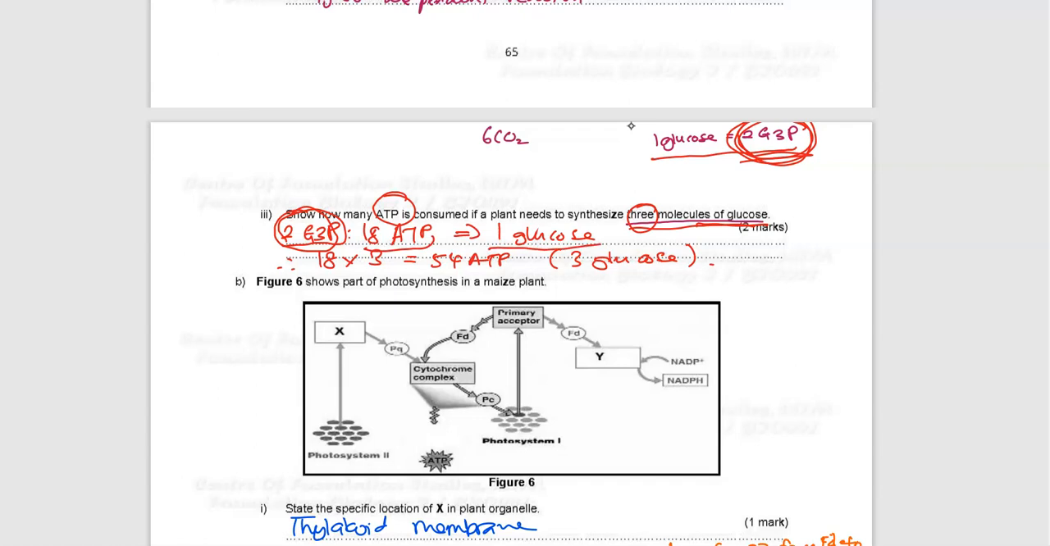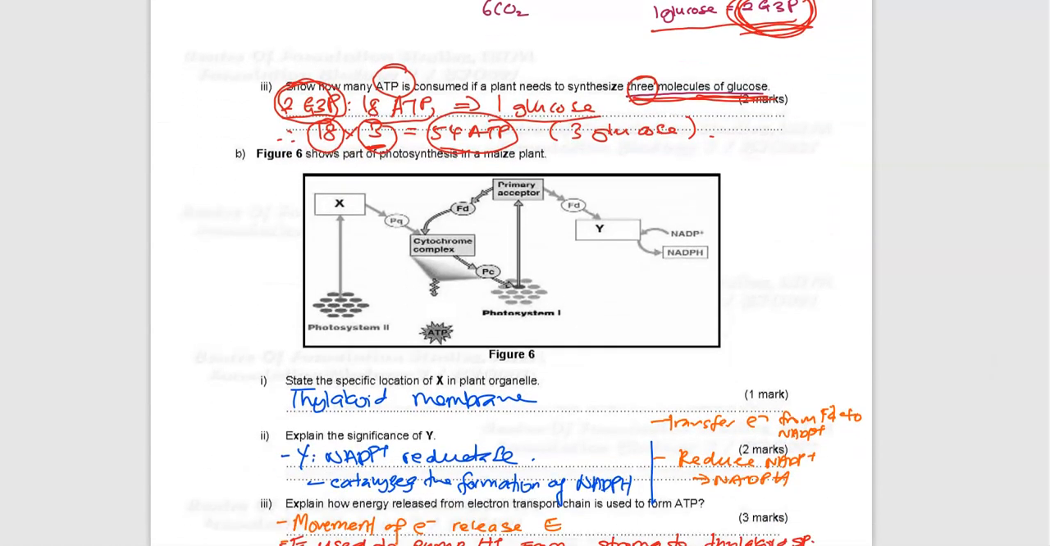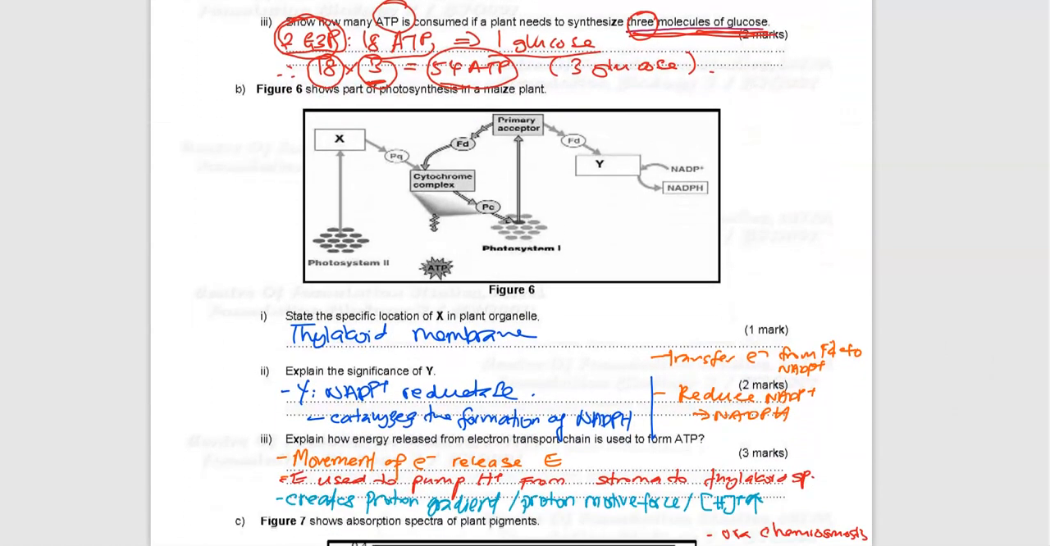So in order to produce 3 glucose, 18 ATP times 3 molecules of glucose to be synthesized. So the answer will be 18 times 3, you get 54 ATP will be used during the Calvin cycle to produce 3 molecules of glucose. Okay, so figure 6, next question.